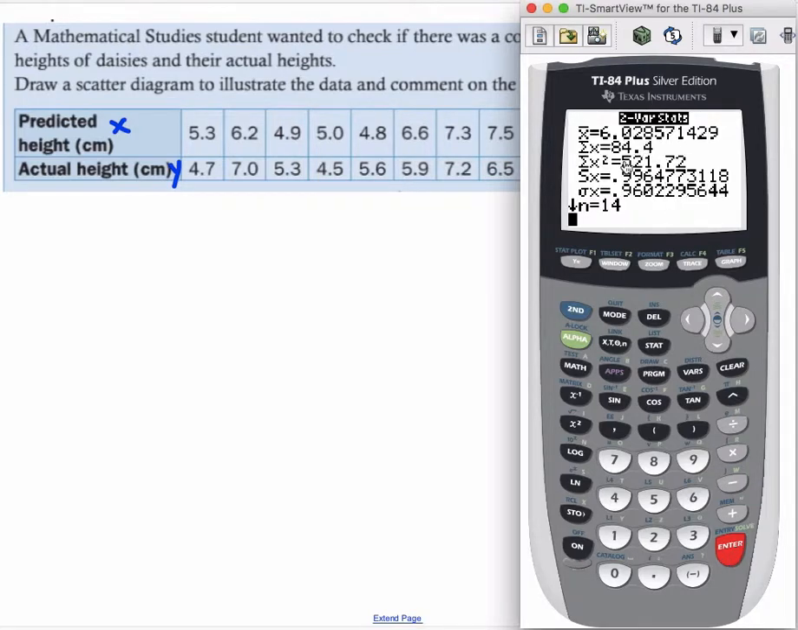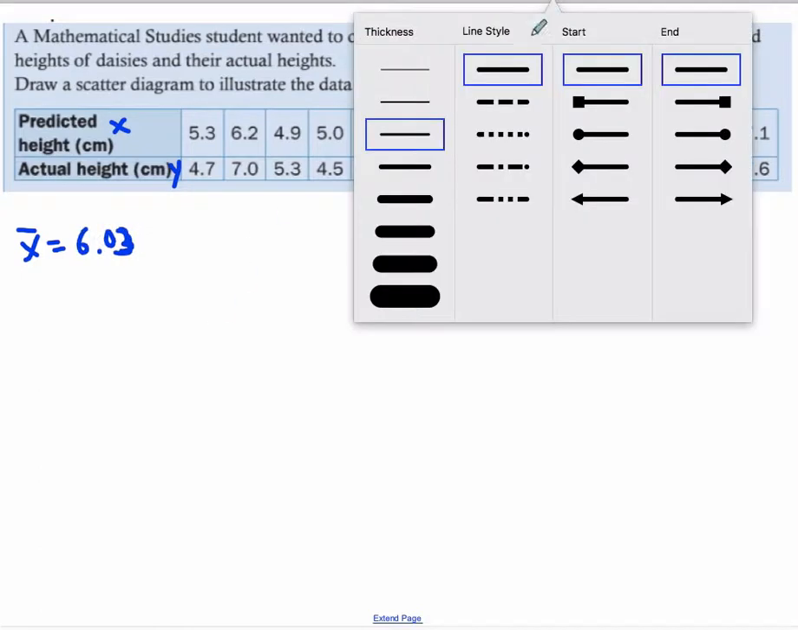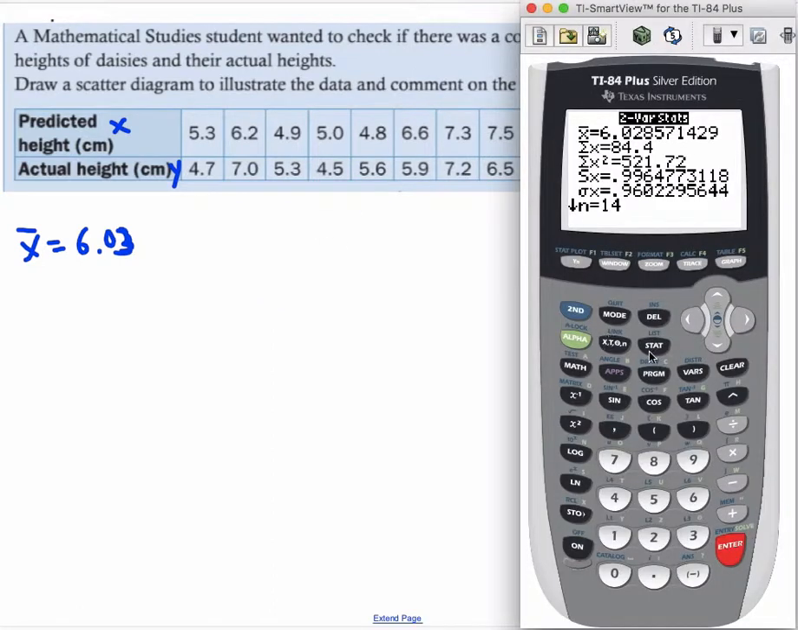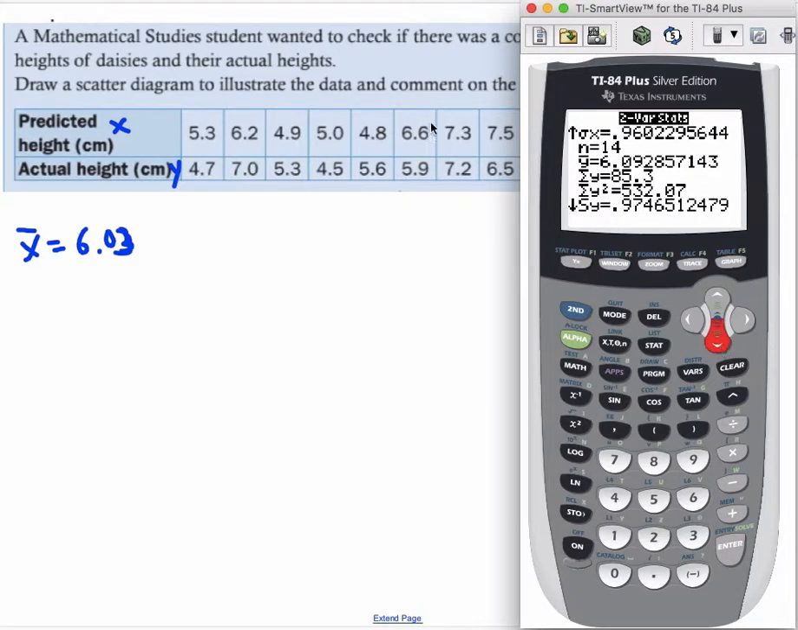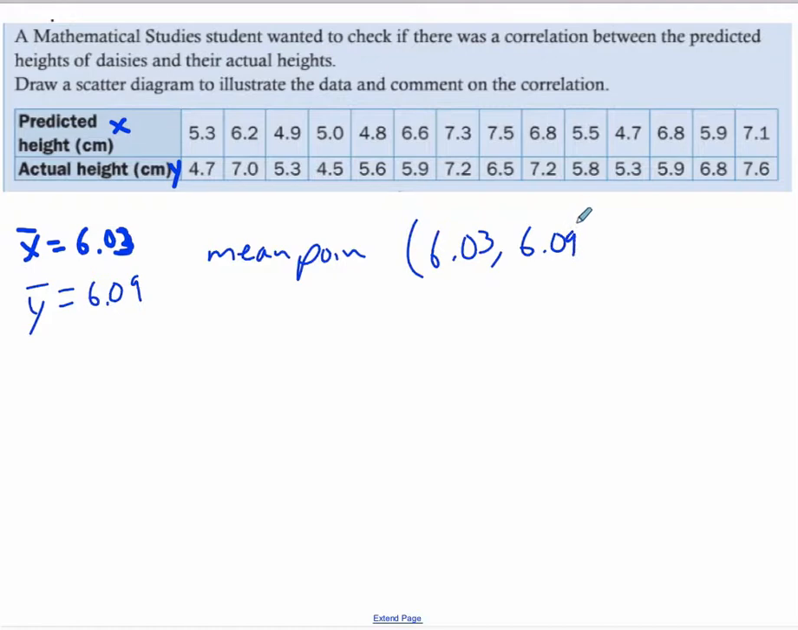Okay, and here comes a bunch of statistics. The average of the x values is on top. It's 6.03. So the average of the x's is 6.03. And the average of the y's, you have to scroll down. They've got stuff like standard deviation in here, but you scroll down, you get the y statistics. So the average of the y values is 6.09. So this means the mean point is 6.03, 6.09.